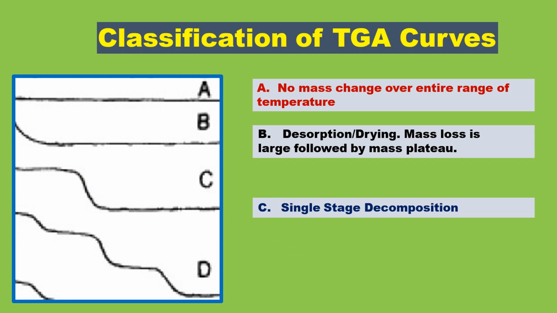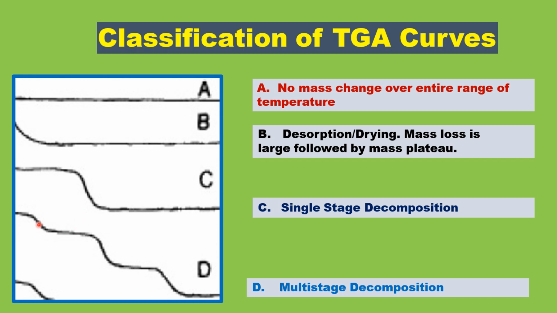Single stage decomposition. Okay, now let us take this. See, here there is a small weight loss, and there is another weight loss and another mass loss. So this is a single stage decomposition process. In this case, 1, 2, 3, it is a 3-stage decomposition process called multi-stage decomposition.